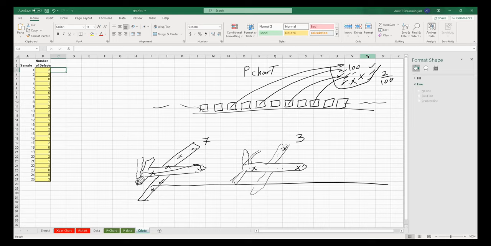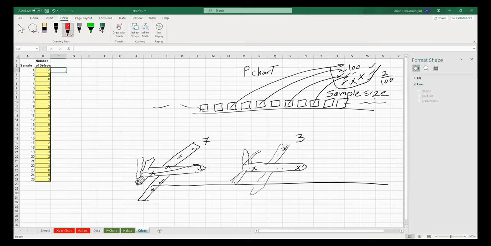So what is the difference between these two cases? The difference is that if I ask you in this first question, what is the sample size? 100. Very good. The sample size is 100. In the second example, what is the sample size? 1. My question is why is the sample size 1?